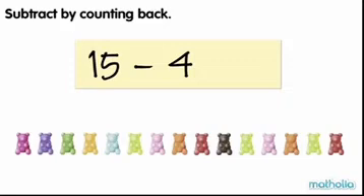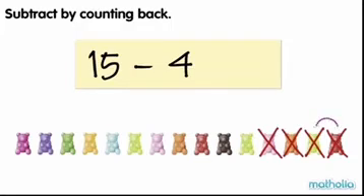Subtract by counting back. Let's find 15 minus 4. Start by crossing off 4 sweets. 1, 2, 3, 4. Now let's count back. 15, 14, 13, 12, 11. 15 minus 4 equals 11.